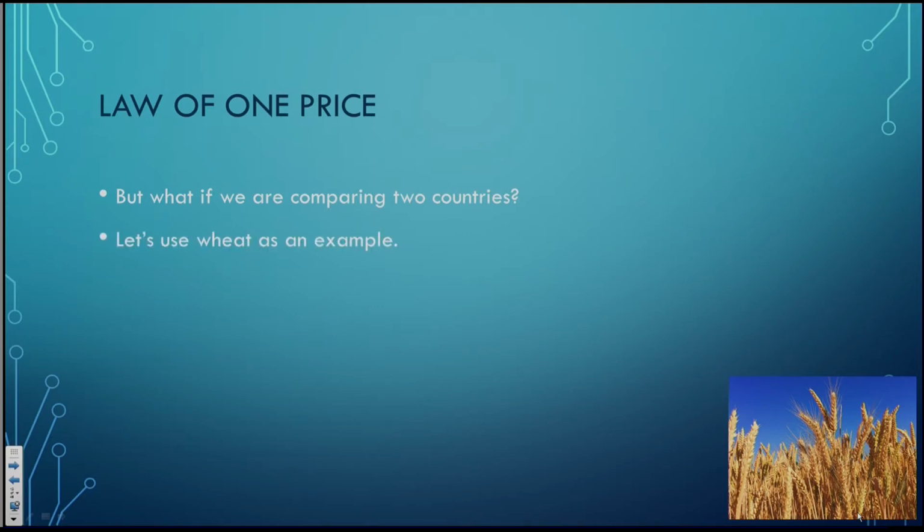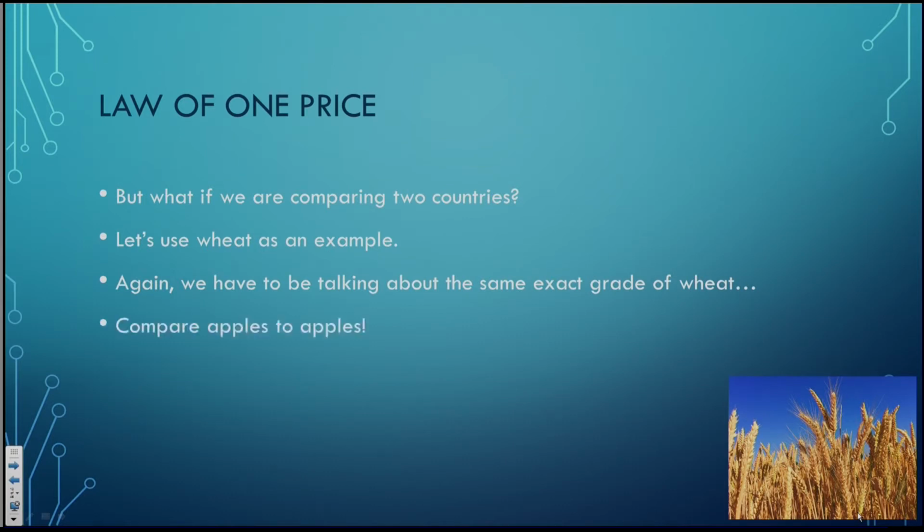Let's use wheat as an example. But again, we need to be talking about the same quality. So we're talking about the same exact grade of wheat. So we want to assume away anything that would make you prefer one country's wheat over another country's wheat other than price. So remember, we're comparing apples to apples, I guess in this case, wheat to wheat.